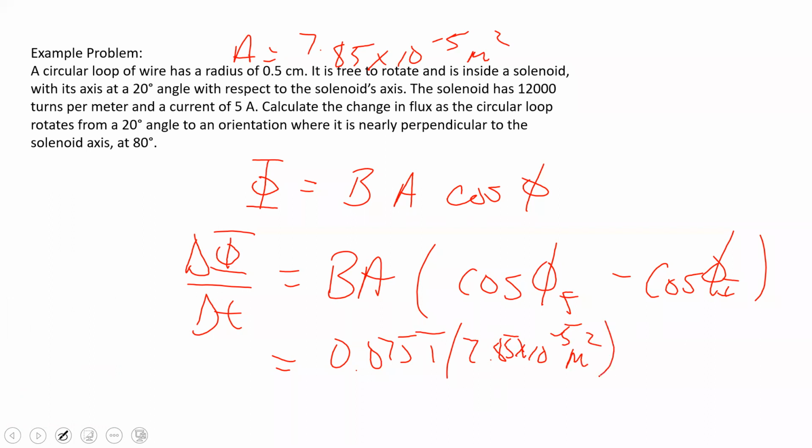And then this thing in parentheses: the cosine of 80 degrees is 0.17, and the cosine of 20 degrees is 0.939. So when we subtract those, we're going to get a negative number.